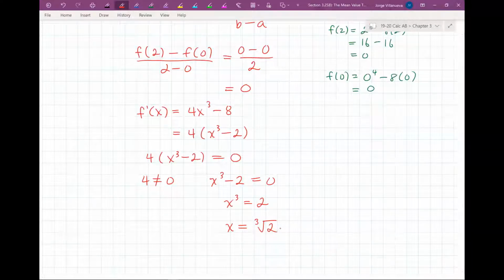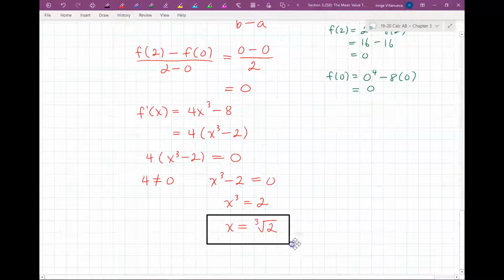Okay, since my answer is supposed to be from 0 to 2, always double check to see if your answer is within that interval, which it is. It's like 1.1 something, or somewhere in the ones. So it's fine from 0 to 2. It's going to fit just fine. So here's my answer of x equal to the cube root of 2.